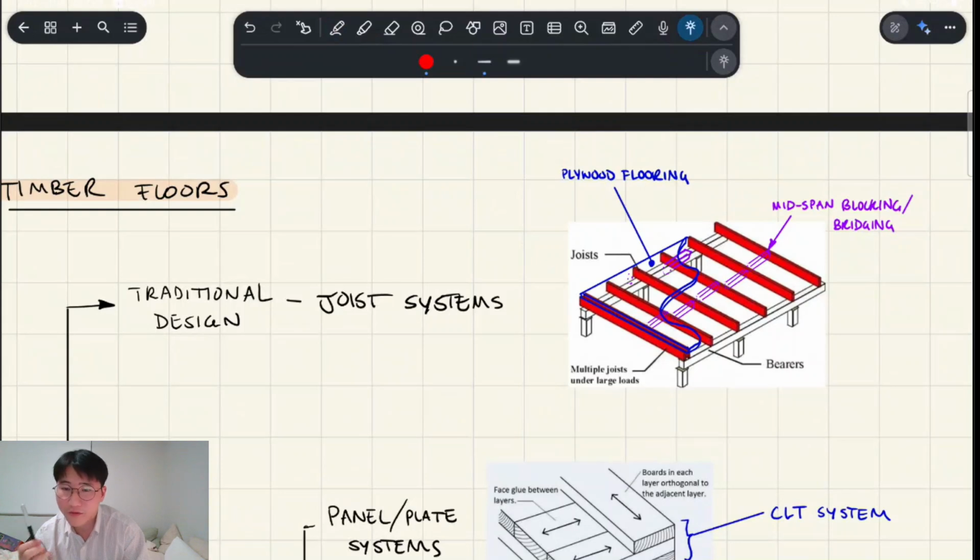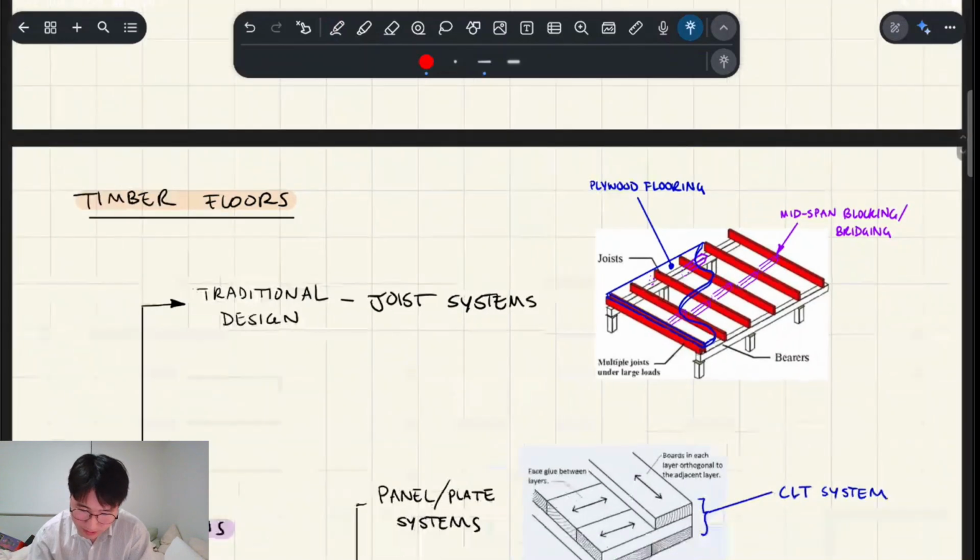reasons. So if you recall, there's flexural restraints, so it doesn't buckle, right? So that mid-span blocking, such as bridging, kind of helps with the buckling.